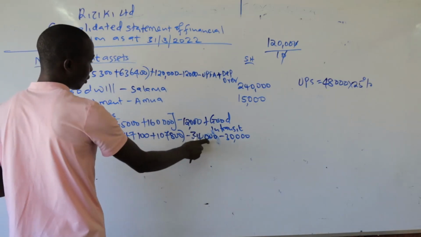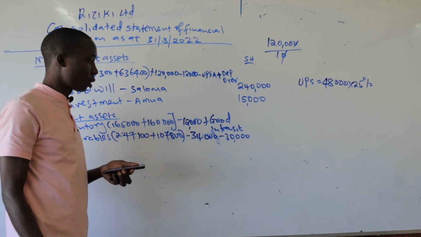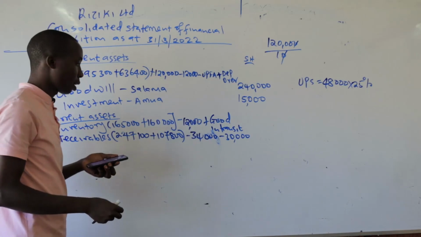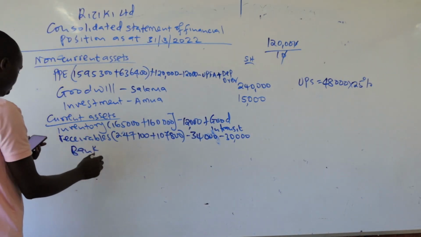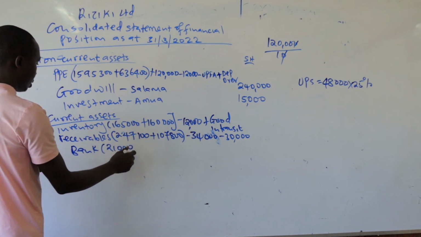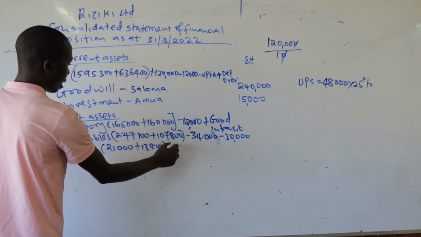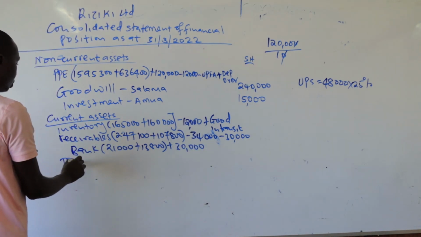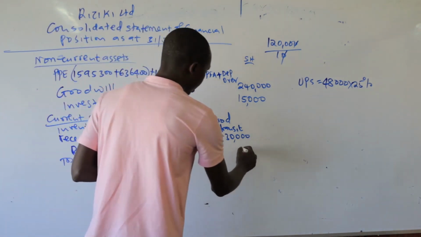So this 34, I would deduct under the payables in order to disregard. Then the 30 I would record by debiting under cash, or rather bank. So we have the 21,000 plus 13,800, and I add the 30,000. Up to that point, I would be able to get the total assets.